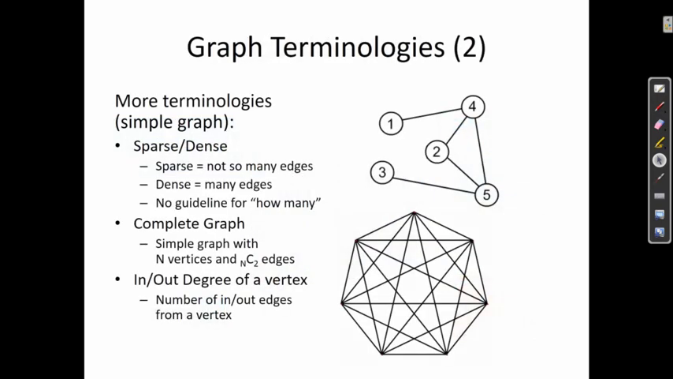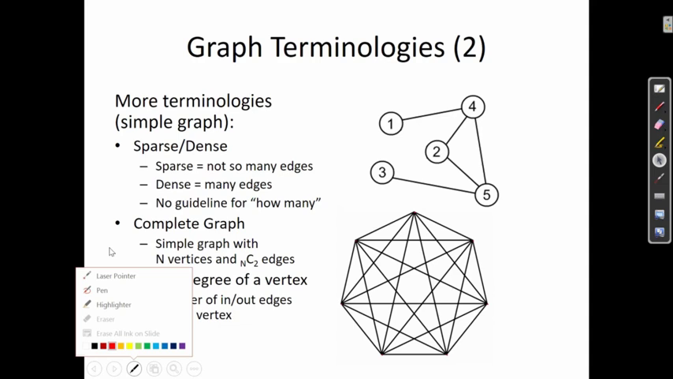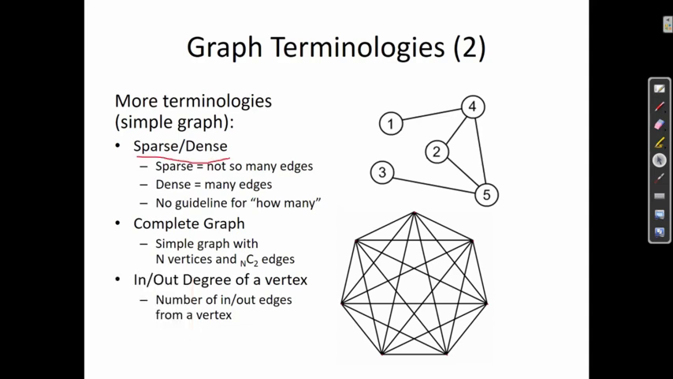Okay, next, more graph terminologies. That's the notion of sparse graph versus dense graph. Sparse means the graph does not contain so many edges. Dense means it contains many edges. So you see that it is not a very accurate description. Actually, that's the way it is. Sparse and dense do not have a very strict definition. It does not say that the number of edges must be a certain ratio of the number of vertices or something like that. There's no guideline how many.